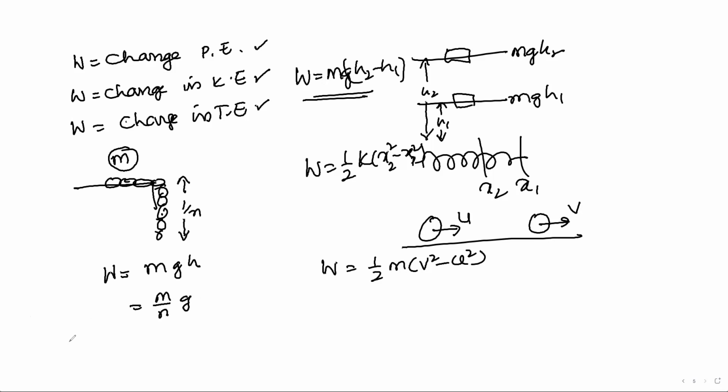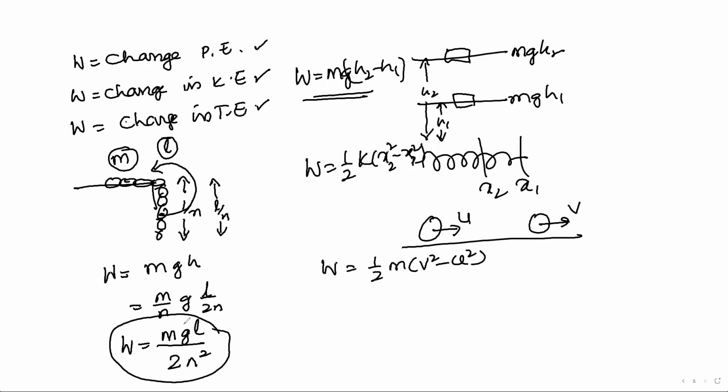Now, what is h? h means how much height we are lifting. To lift this chain, if you lift the center of mass, it is enough. The total length of the chain we consider is L. This hanging part is L/n. So, how much height do you have to lift? L/2n. So, what is the work done to put it onto the table? mgL/2n square, like this. Have you understood?